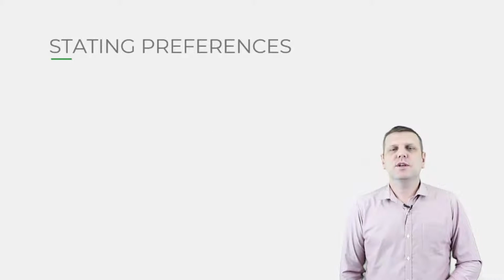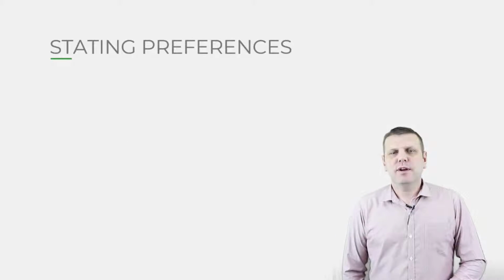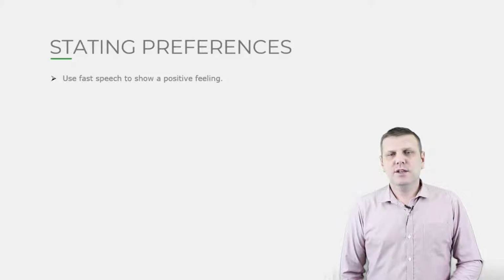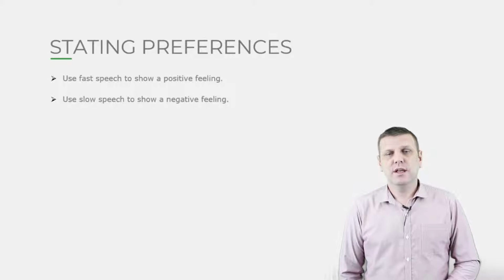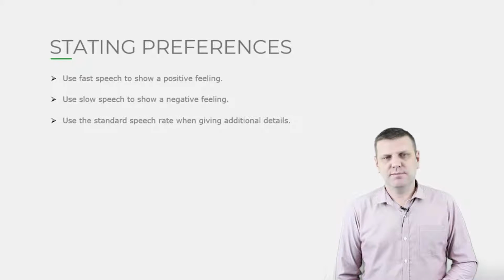Here are some sample questions under this category. Talking about preferences generally shows a positive feeling. So in order to show this positive feeling, it's ideal to speak a little faster. In contrast, stating an answer that presents a negative feeling usually requires the use of slower speech rate. And when giving additional details, you can use the standard speech rate.